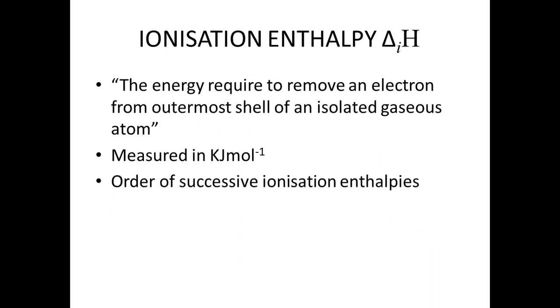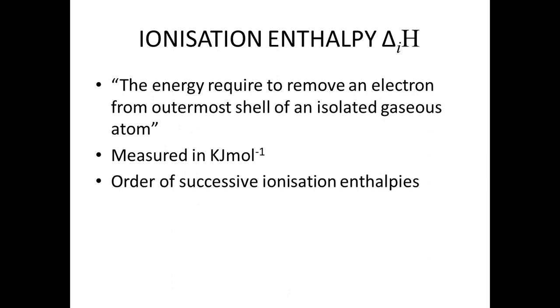Now the order of successive ionization enthalpies. Suppose a di-positive atom like magnesium is there. In the case of magnesium, we have two electrons in its outermost shell. Suppose the electrons can be removed one after one. If we remove the first electron from the outermost shell of a magnesium atom, then we have to supply del IH first. And if we have to remove another electron from the outermost shell of a magnesium cation, then we have to supply del IH2. That means we have to supply the second ionization enthalpy.